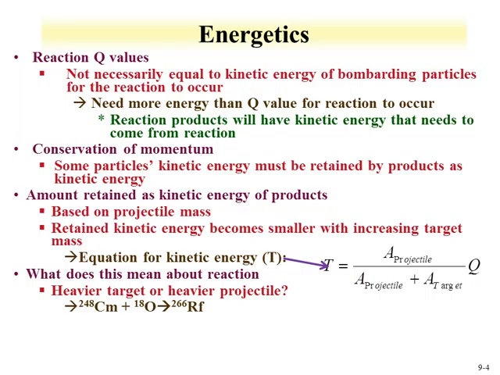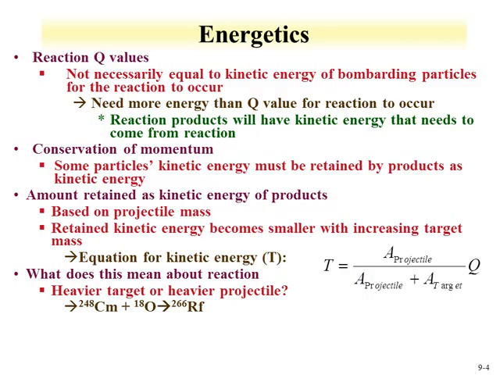Now let's think about what this means for a reaction where I'm making a compound nucleus. Let's make this a relatively straightforward reaction: curium plus oxygen-18 going to rutherfordium-266. What does this mean if I either accelerate oxygen into a curium target or curium into an oxygen target?